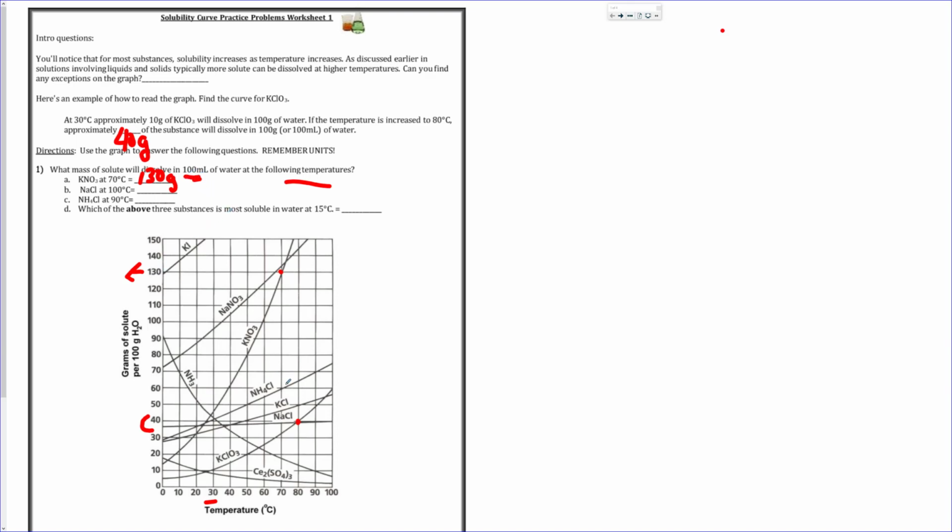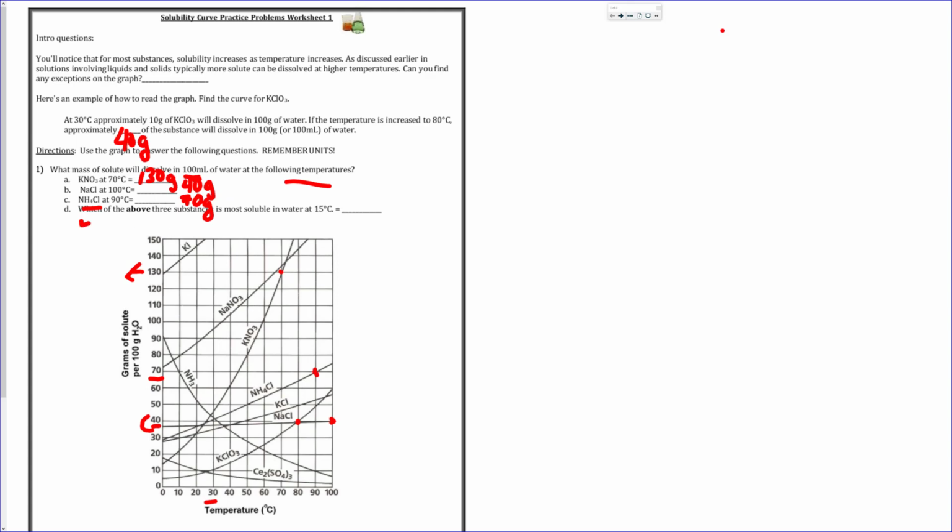Next one is sodium chloride. So this is sodium chloride at 100 degrees, right here. So it's right on the line. So it's at 40 grams of sodium chloride. So that's 40 grams of solute. And lastly, ammonium chloride. So this is your curve of ammonium chloride at 90 degrees. It's right here. You can see that this goes all the way to 70. So it's not 70 degrees, 70 grams. So that's your 70 grams of solute.